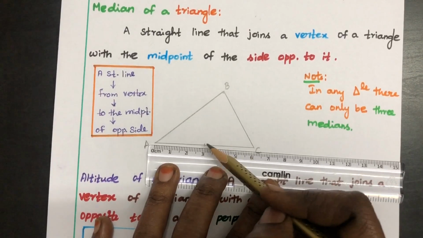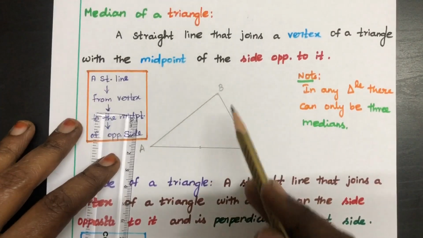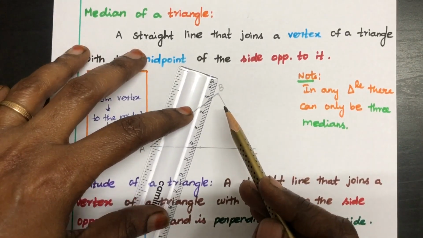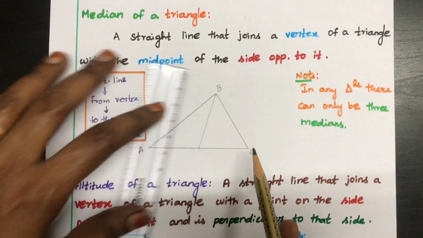See, I have already noted my midpoint. So, 3 is the midpoint. So, for this midpoint from B, I am going to draw a line. That's all. So, this is called a median.